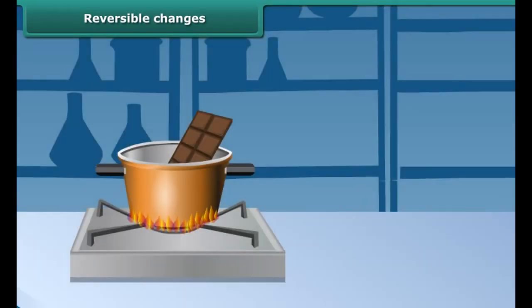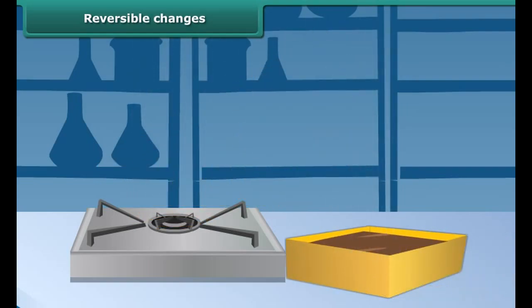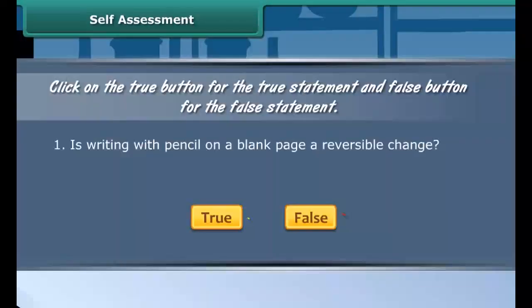Try this one. Melt a chocolate bar to liquid. Do you think you can solidify the same liquid to be a chocolate bar again? These are examples of reversible change.